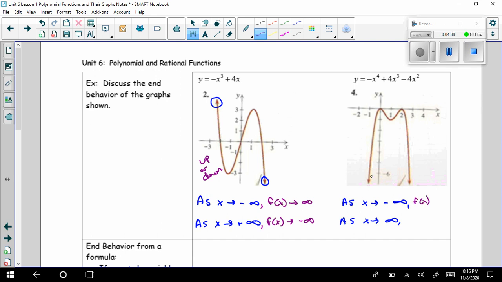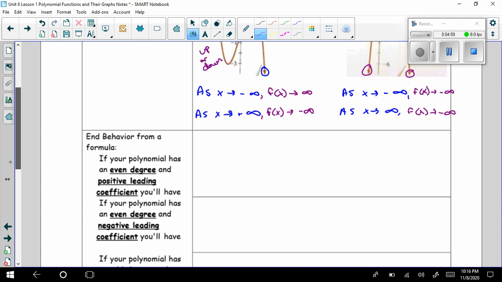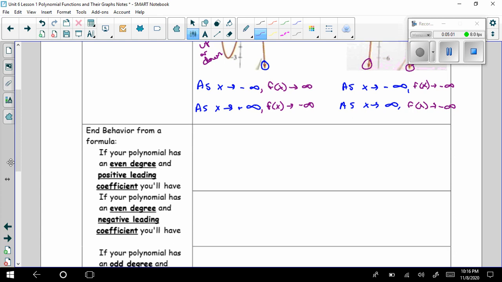With this one on the left, our graph is going down, so it's approaching negative infinity. And this one, the graph is going down as well, so it's also approaching negative infinity. So sometimes those match, and that's fine. In fact, those match when the degree is even. And so that leads us right into the formula for polynomials.